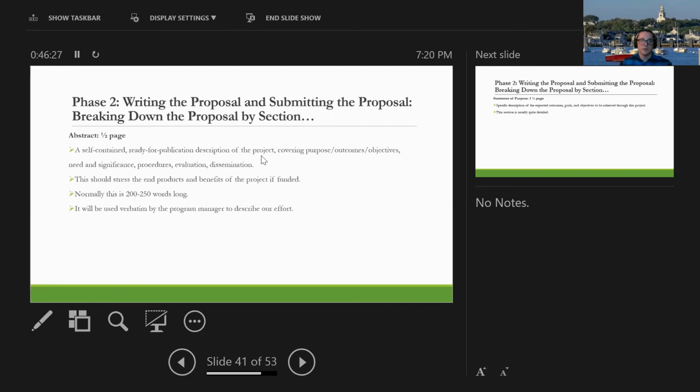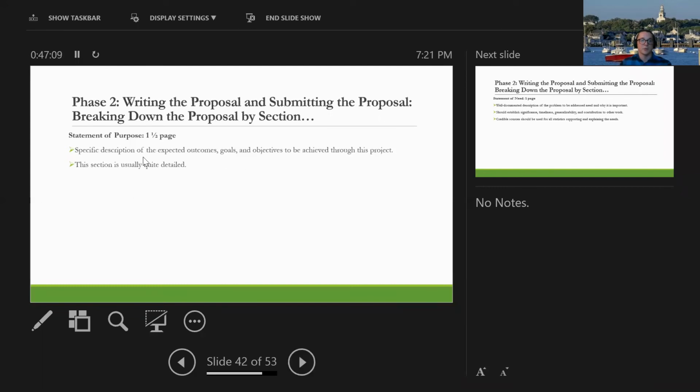They're reading hundreds of these applications that, as Maylee said, they don't have time for it. So be very intentional in your writing, covering purpose, outcomes, objectives. Again, in the abstract, we're introducing that need, significance, procedures, things of that nature. They should stress the end products and benefits of the project. Again, 200 to 250 words. This is a skill, to get all of that into 250 words. It's why there are grant writing professionals. It is a skill, and it will be used verbatim by the program manager. Think of it like your elevator pitch.